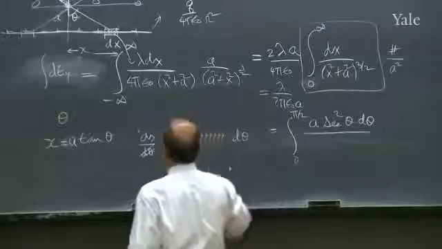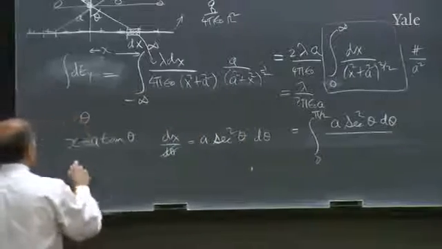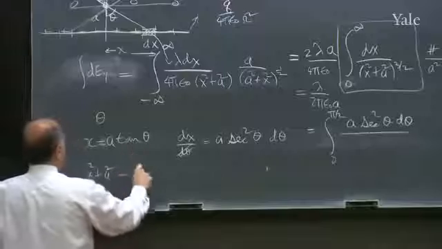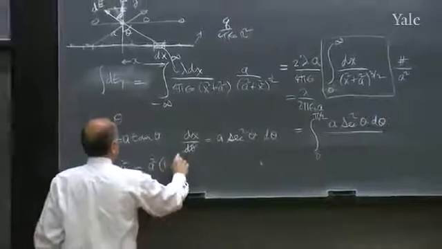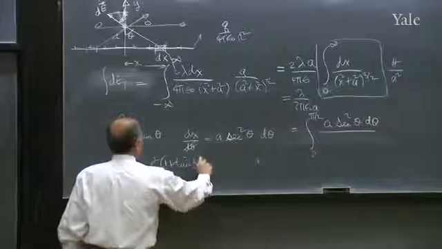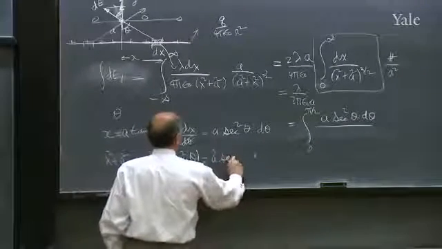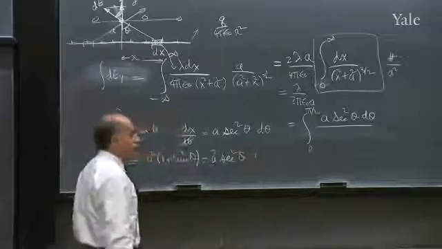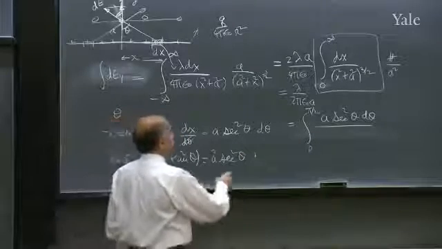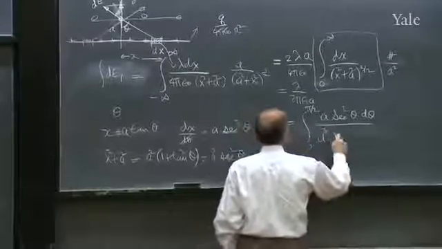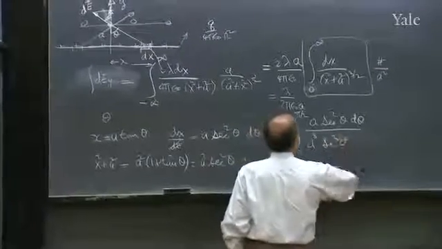Now let's look downstairs. Downstairs, I got x squared plus a squared. x itself is a tan theta. Therefore, it's a squared times 1 plus tan squared theta. 1 plus tan squared theta happens to be secant squared theta. That to the power 3 over 2, which is what I want, will give me an a cubed secant cubed theta.